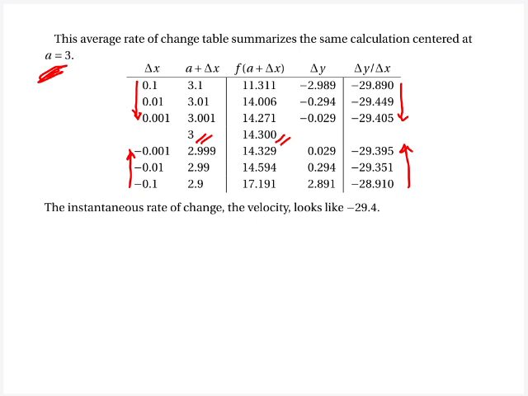You see these numbers coming to some value, and surely a person who looks at this column would say the rate of change looks like it's coming to minus 29.4. So we would say the velocity of this ball at the instant time equals 3 is minus 29.4. The significance of the minus is that it's going down.